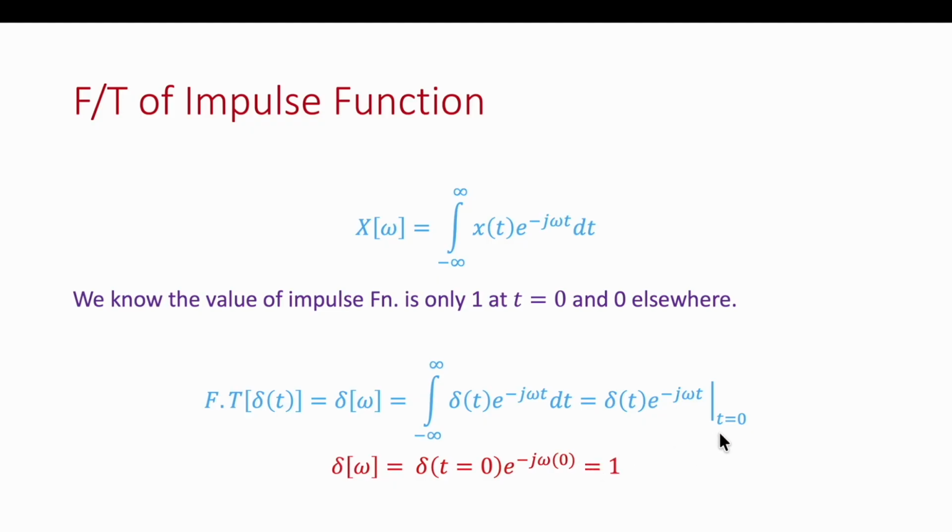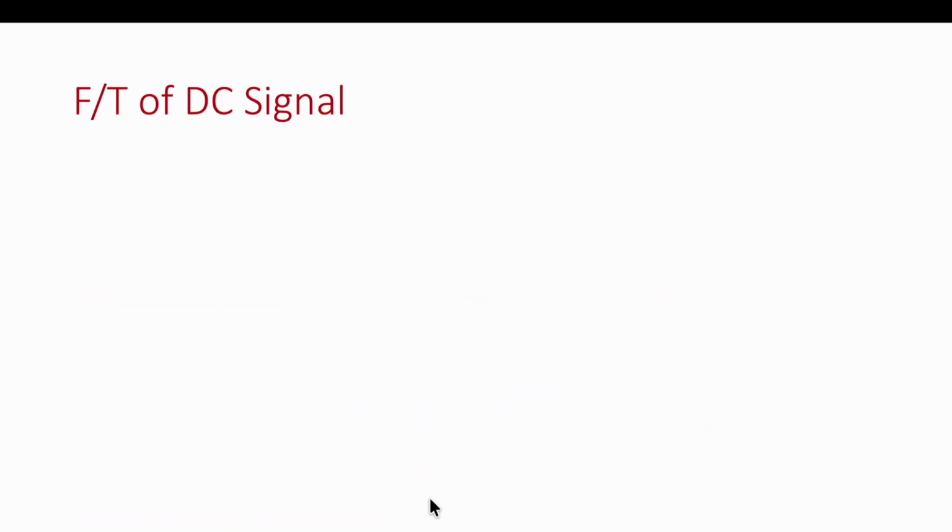Then you just insert the value t equal to 0 in this equation. Delta(0) is equal to 1, and e raised to power minus j omega times 0 is e raised to power 0, which is 1. So 1 multiplied by 1, the answer is 1. So it shows that the Fourier transform of the impulse function is equal to 1.